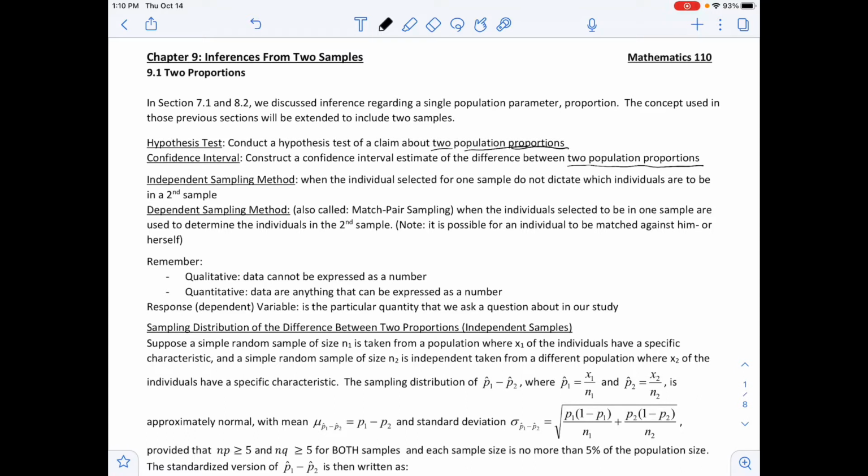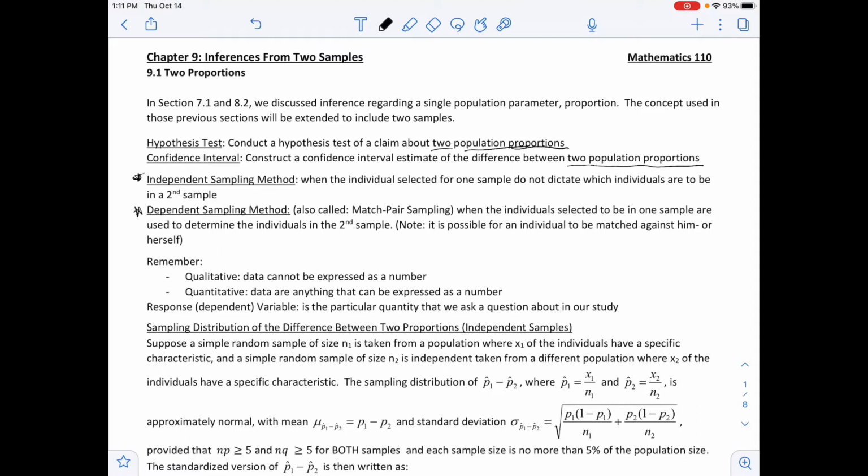Since we're dealing with two different population proportions or two different samples, we need to look at independent and dependent sampling methods. The independent sampling method is when the individuals selected for one sample do not dictate which individuals are to be in the second sample. Whereas the dependent sampling method, also called matched-pair sampling, is when the individuals selected to be in one sample are used to determine the individuals in the second sample. Note it's possible for an individual to be matched up against him or herself.